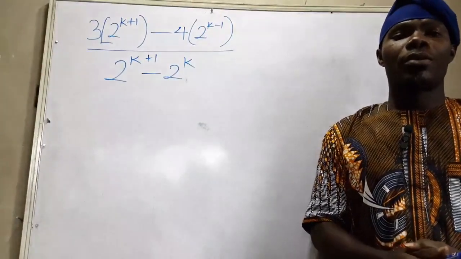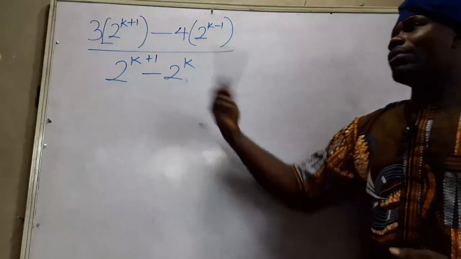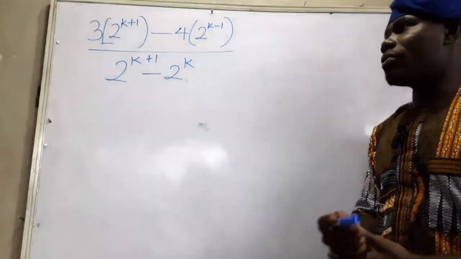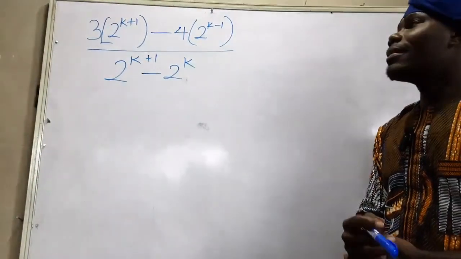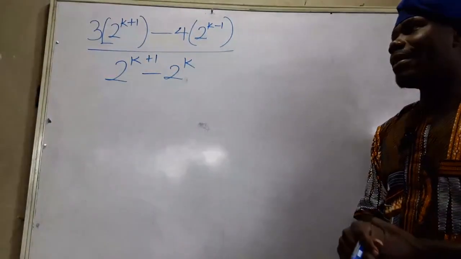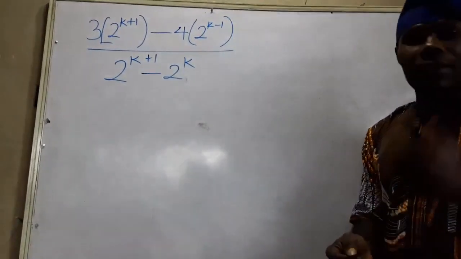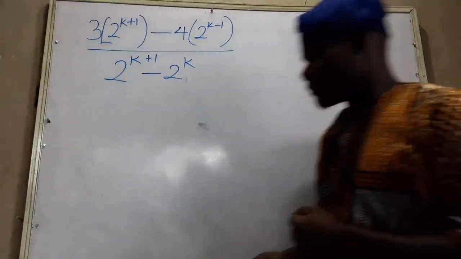So now in solving this, you must understand the rules of indices and how they apply, and the law of Bodmas. What are the first things to consider in solving a question in this form?